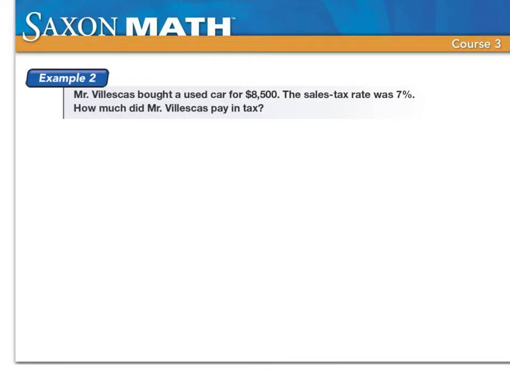Alright, so again, example 2, I'm going to show you both methods, okay? We're going to use the percent times a whole equals a part. We're also going to use is over of equals percent over 100. Now, to be able to do either one of these, we have to understand how this works. So this says Mr. Valeska's bought a used car for $8,500. The sales tax rate was 7%. How much did Mr. Valeska's pay in tax?